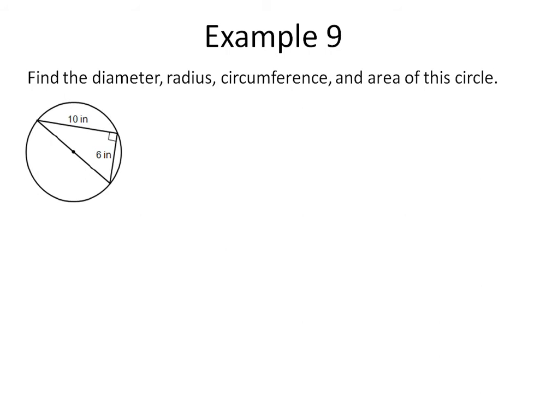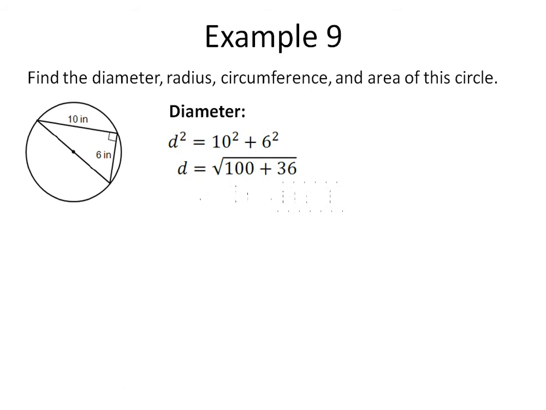So we can find the length of the diameter by using the Pythagorean theorem. So the diameter length comes from this. Okay, the diameter squared is equal to 10 squared plus 6 squared. So the diameter is going to equal the square root of 100 plus 36. So the diameter is equal to the square root of 136, which approximates out to approximately 11.66 inches.